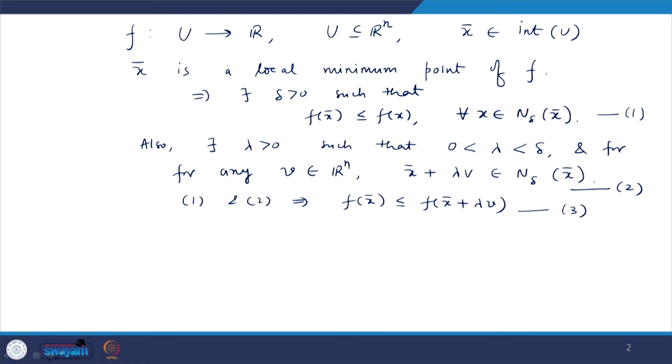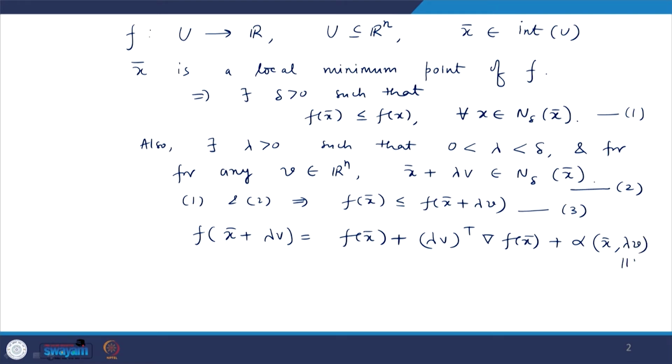Now, because the first order partial derivative exists, that means the function is once differentiable. So let us apply the definition of once differentiability of f at x bar. By that definition, f of x bar plus lambda v is equal to f of x bar plus lambda v transpose gradient of f at x bar plus alpha of x bar and lambda v times the norm of lambda v, where this alpha of x bar and lambda v tends to 0 as lambda tends to 0. Suppose this is 4.